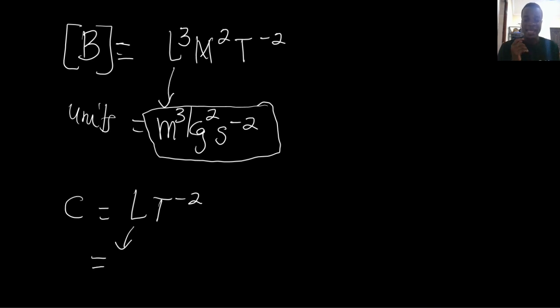L is length, right? Anything length is going to be meters, small m. Now, time is capital T, and the unit of time is seconds, small s, and the power will come to this one. So meters per second squared. This is definitely acceleration. So that's what dimension analysis does.